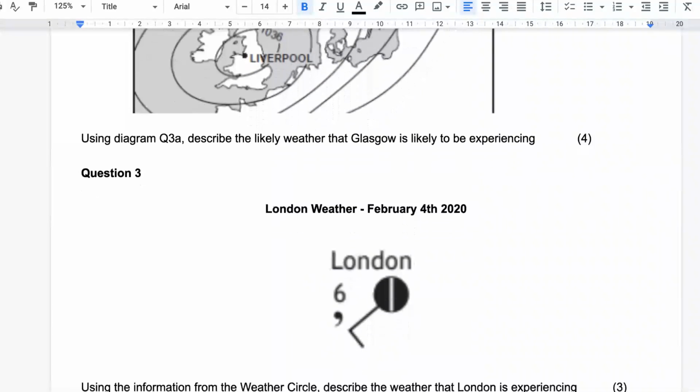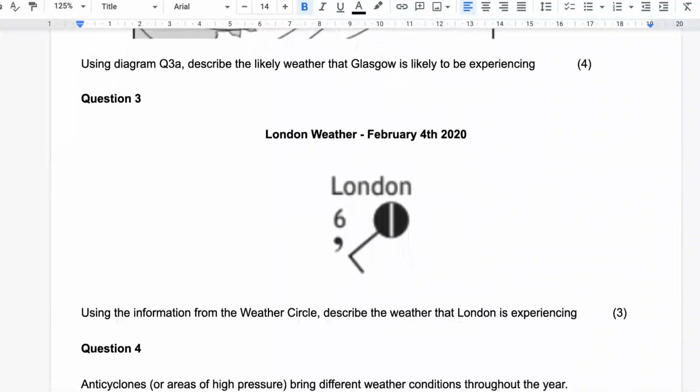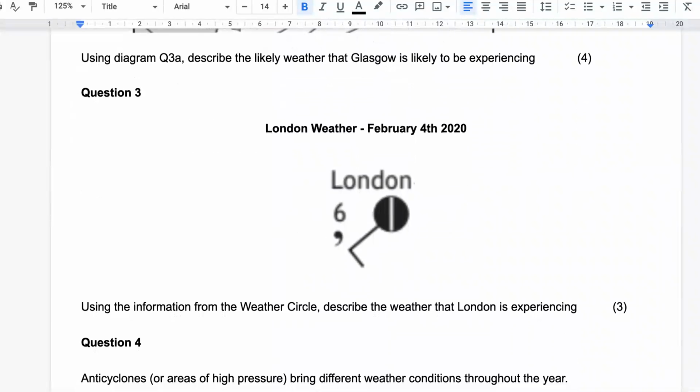Let's have a look at the third exam question. We have a weather symbol for February 4th, 2020 in London, and we're asked to simply describe the weather for 3 marks. Now, to get the 3 marks, you have to talk about every aspect of this weather symbol.